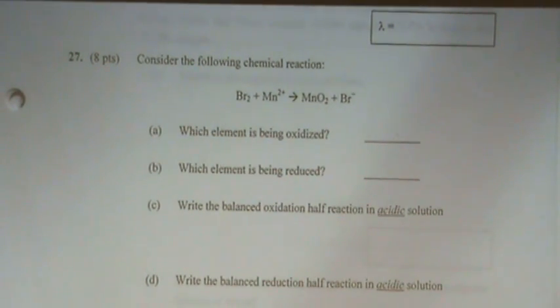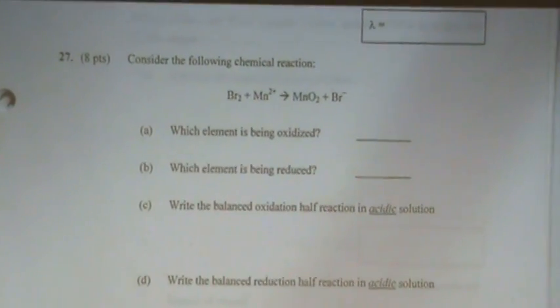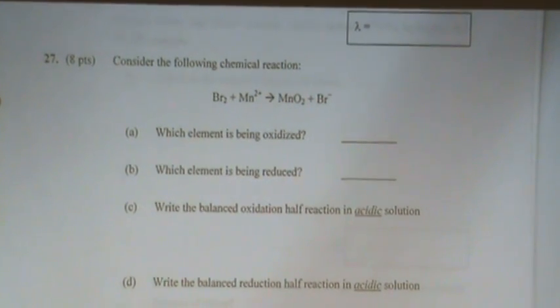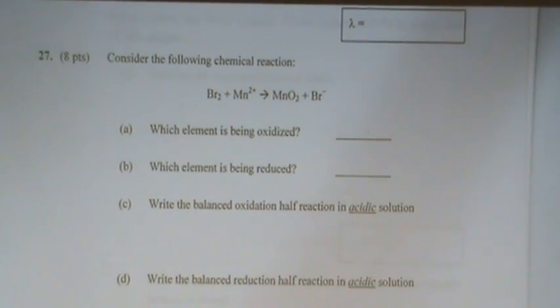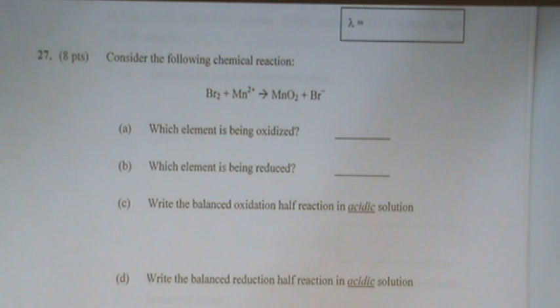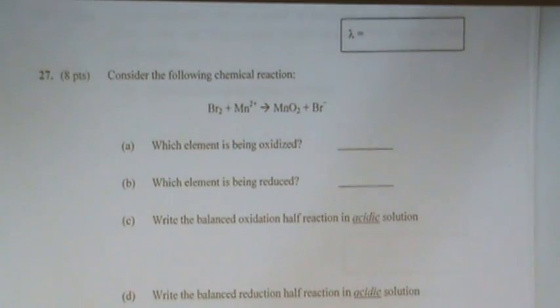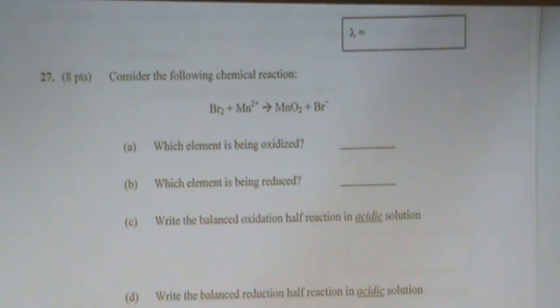So here we have an equation that represents a chemical reaction. And it asks which element is being oxidized and which is being reduced. Well, to answer these questions, we need oxidation numbers, right? So in order to do that, we assign oxidation numbers.